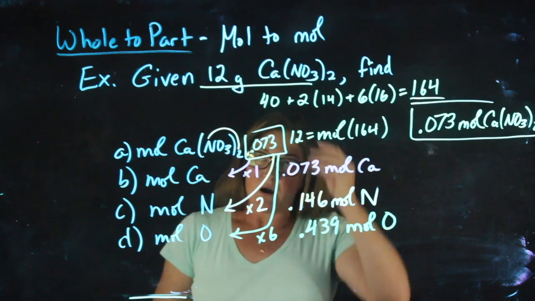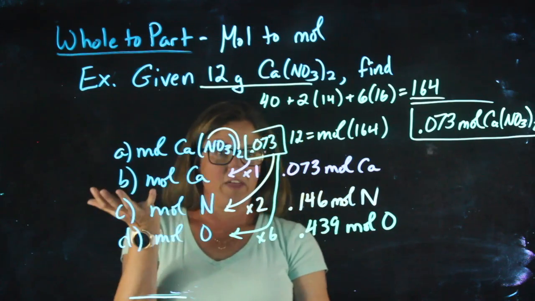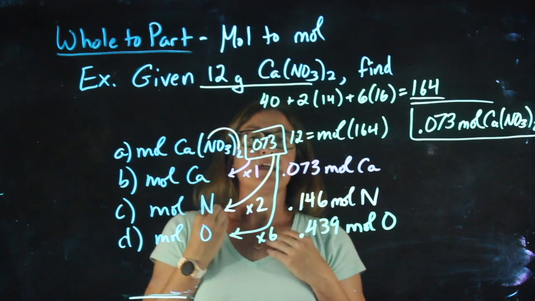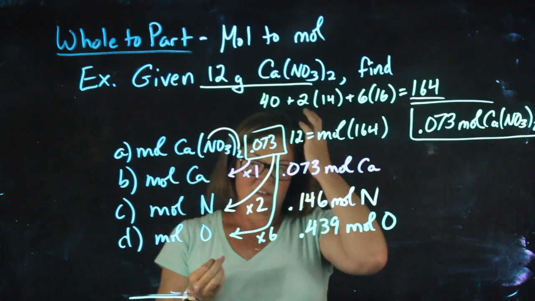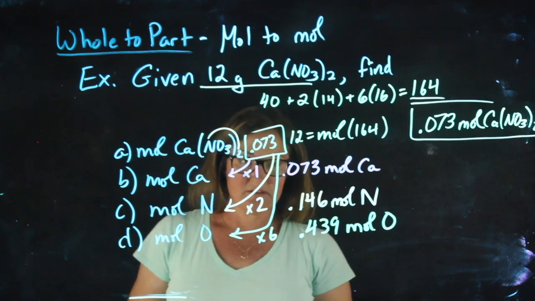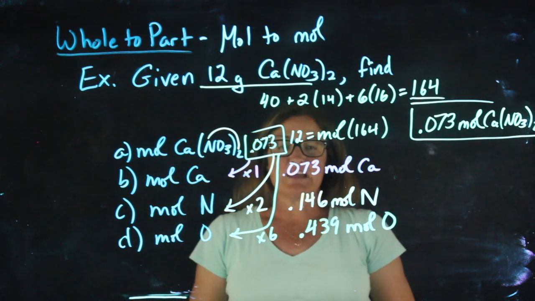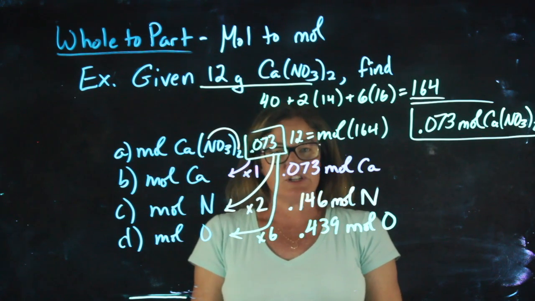I know I've said this before, but I want to say it again. When I go from whole thing to part, I can multiply by the subscript if I'm going from molecules to atoms or moles to moles, but not if I go from grams to grams. Grams to grams we looked at in video number 1 of this lesson, where we use percent composition as a much easier way to do that.